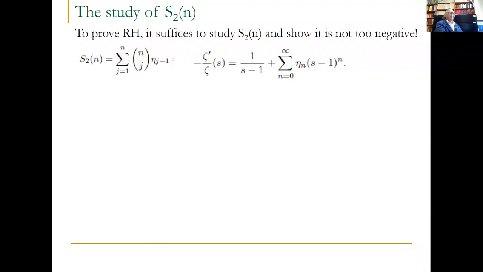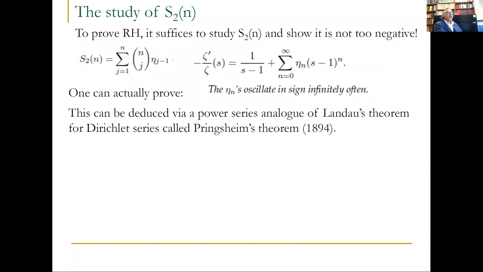What I find fascinating about the very assertion is that you get the Riemann hypothesis by knowing what the Riemann zeta function is doing at s equals one. So what is it doing at s equals one? That determines the entire Riemann hypothesis. It's amazing. One can actually prove that the eta's are not positive, unfortunately; they oscillate in sign. And I've seen some papers proving it using rather complicated methods.